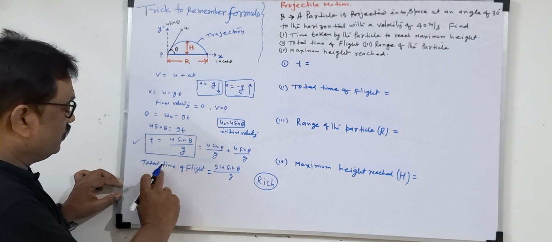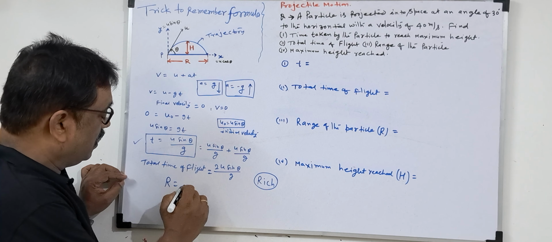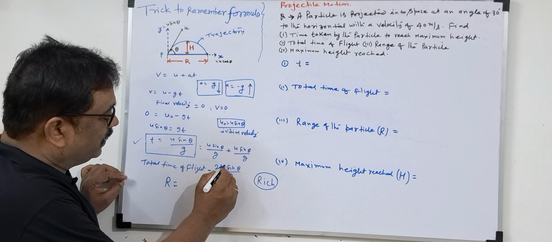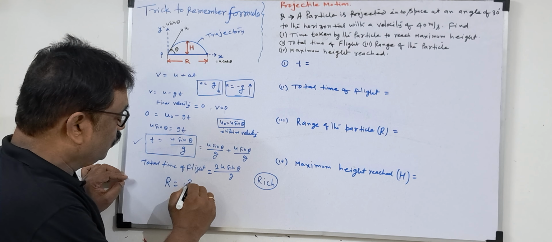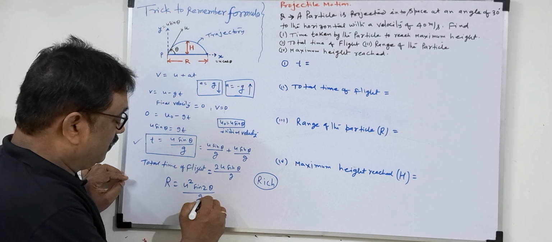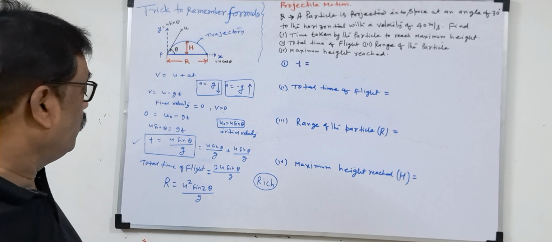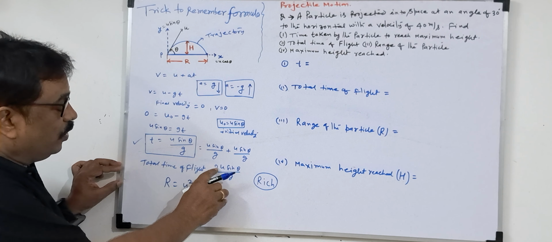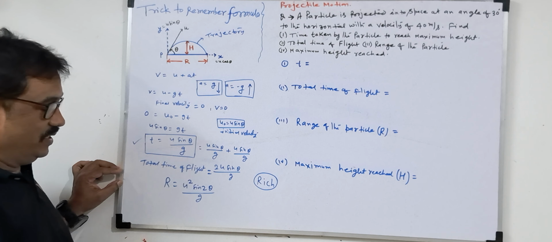See here. This is the first R. How to remember? This is a silly trick. U, 2u sine theta. Suppose you bring the 2 here, then it jumps to the u, so u square, then sine 2 theta. This is not a method or trick, this is a silly concept to remember the formula. Listen here, 2u sine theta by g. This is the total time of flight.